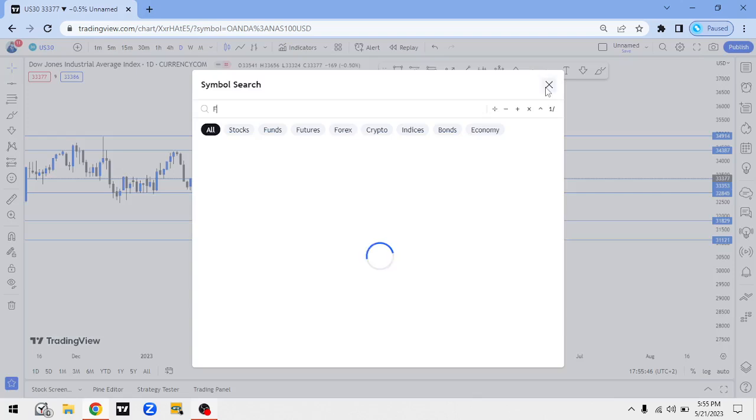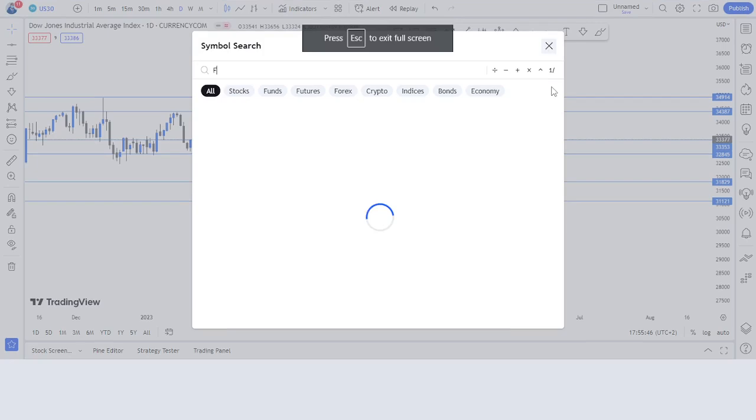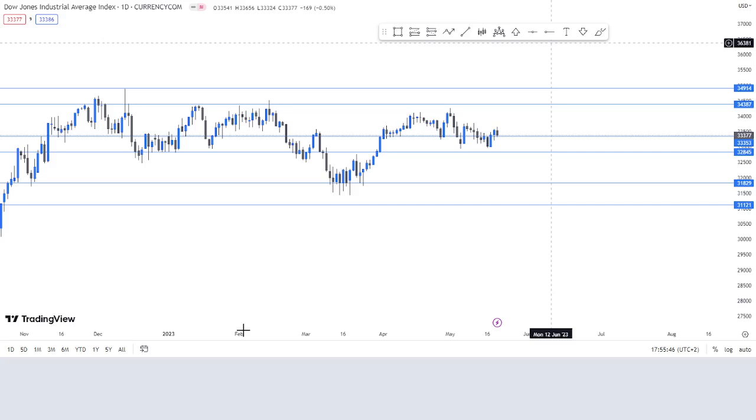Let me put it on full screen just so that you can have a better view of everything. Yeah, it should be like this.